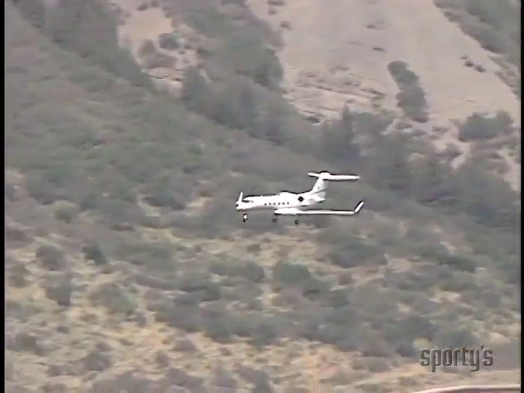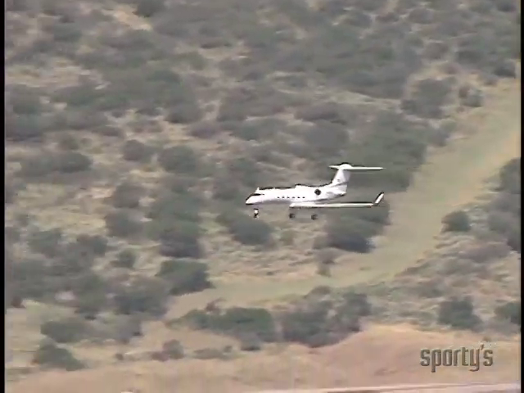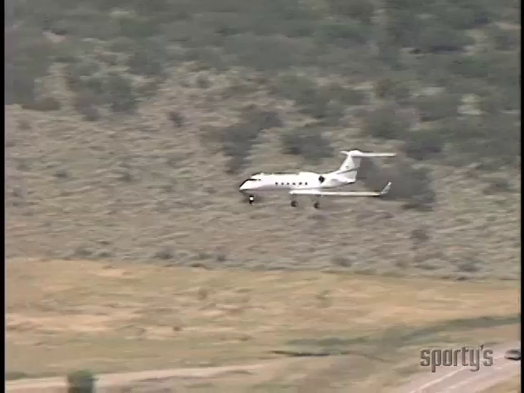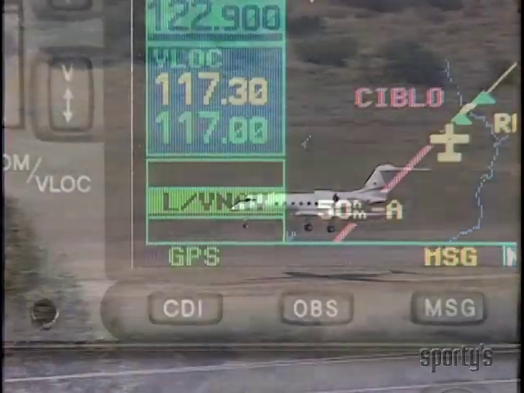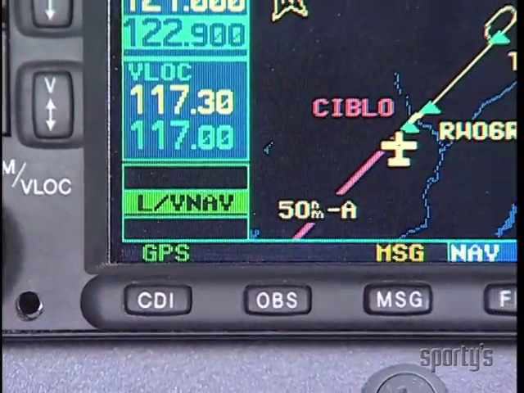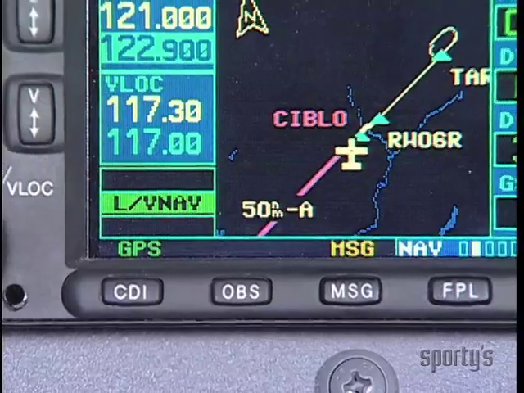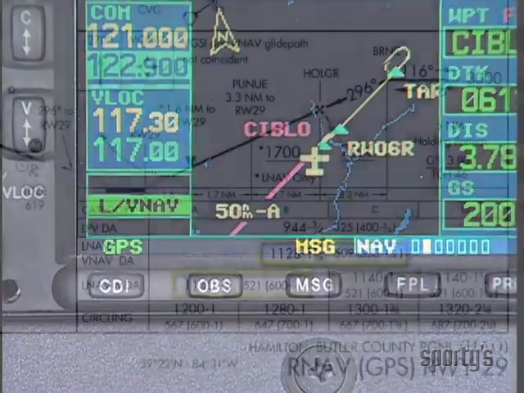LNAV-VNAV approaches were originally designed to be flown by larger turbine aircraft. They utilize sophisticated flight management systems with barometric altimeter inputs. The system computes a glide path to follow, providing vertical guidance for some non-precision approaches. With the WAAS upgrade, the 430W is also authorized to fly LNAV-VNAV approaches.